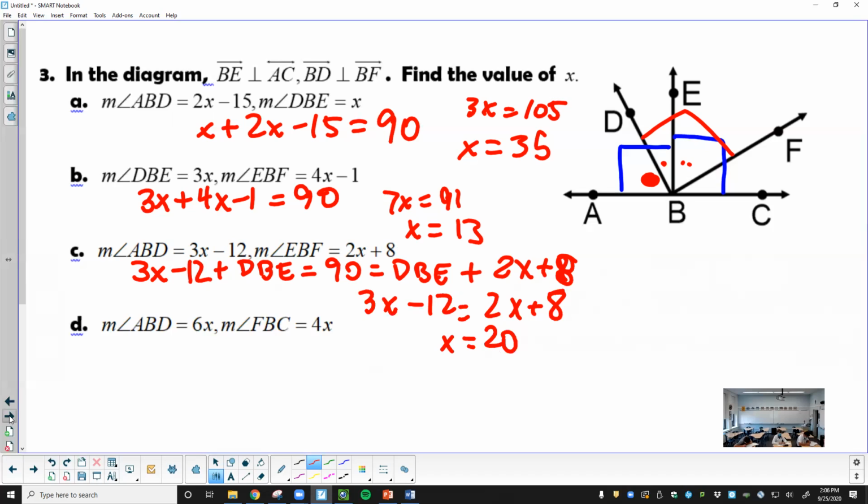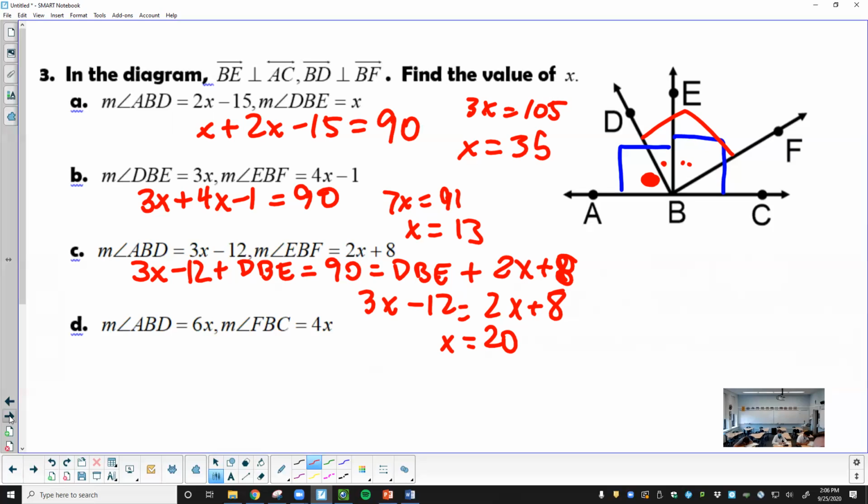So I think the big thing here is just to realize that 3x minus 12 plus DVE was 90, but also realize that 2x plus 8 plus DVE was also 90. So we could substitute those, set them equal to each other, and then subtract out DVE quickly and solve for x. All right, the last one, ABD is 6x and FBC is 4x.